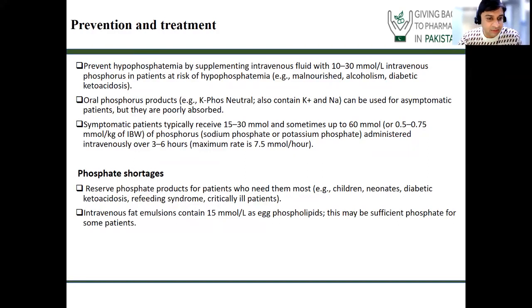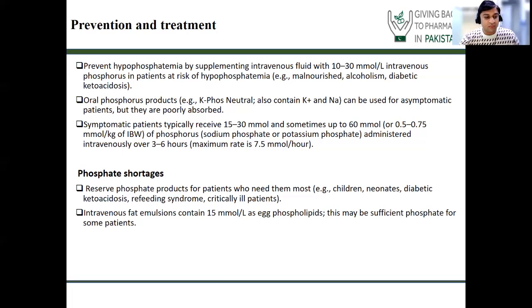So in symptomatic patients, you require the IV replacement. IV replacement is 0.5 to 0.75 millimoles per kg of ideal body weight, and that should be given very slowly, because most of the phosphate preparations contain potassium along with phosphate, and they should always be given cautiously because of their potassium content.